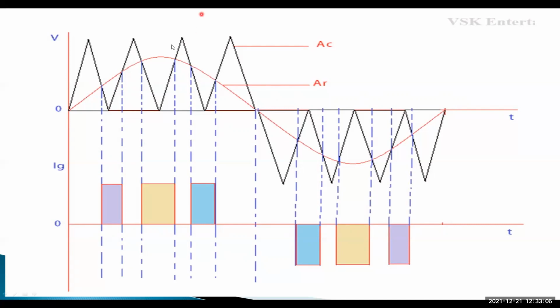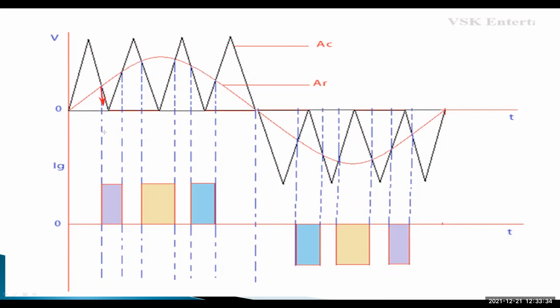So here, when the reference signal is more than the carrier signal, we will generate the pulse width, the triggering pulse. Your reference signal is more than the carrier signal, so the pulse is generated.